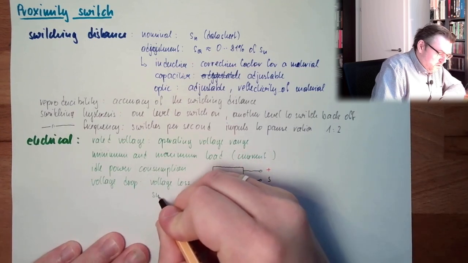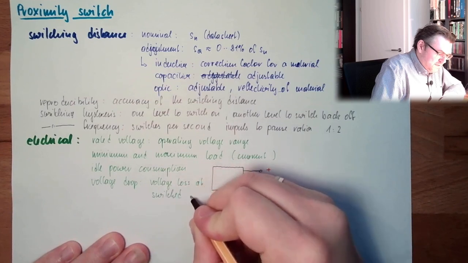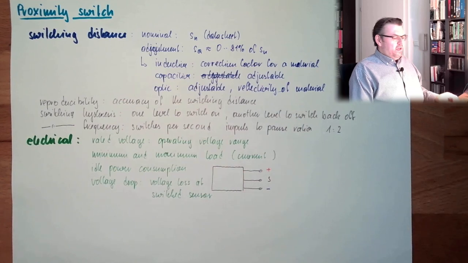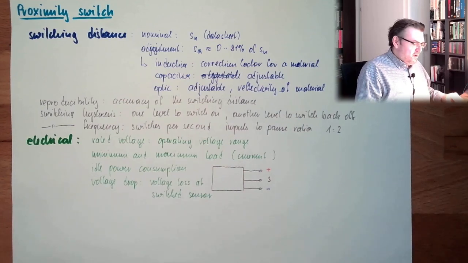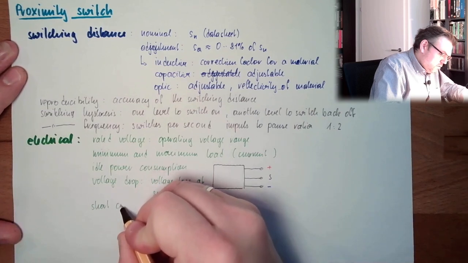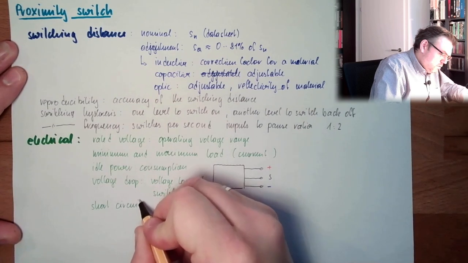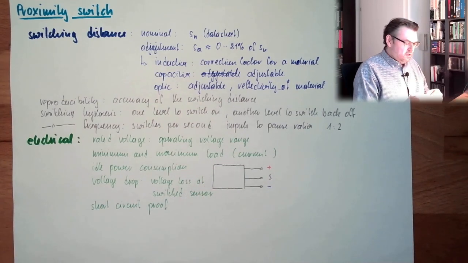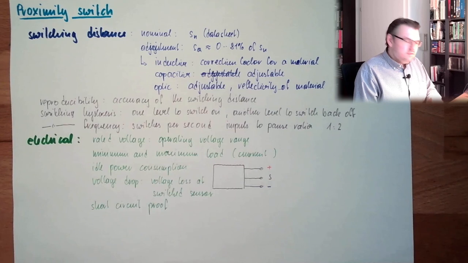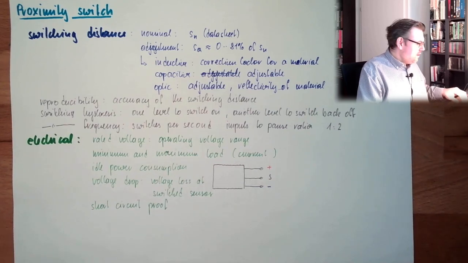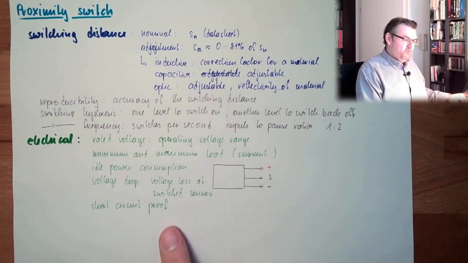At switched sensor. Okay, and we also have short circuit proof. If something is short circuit proof, you can connect those things as you like. As you like, you will not destroy the sensor. Not all of them are short circuit proof.